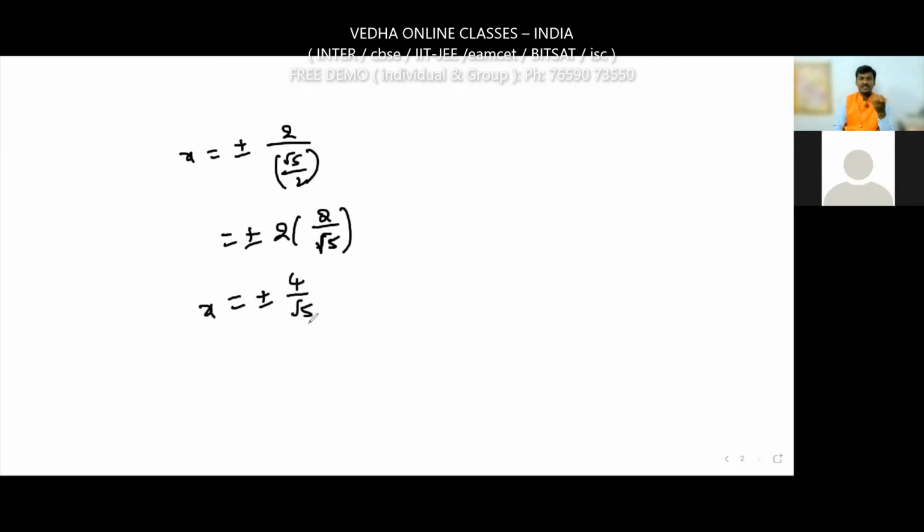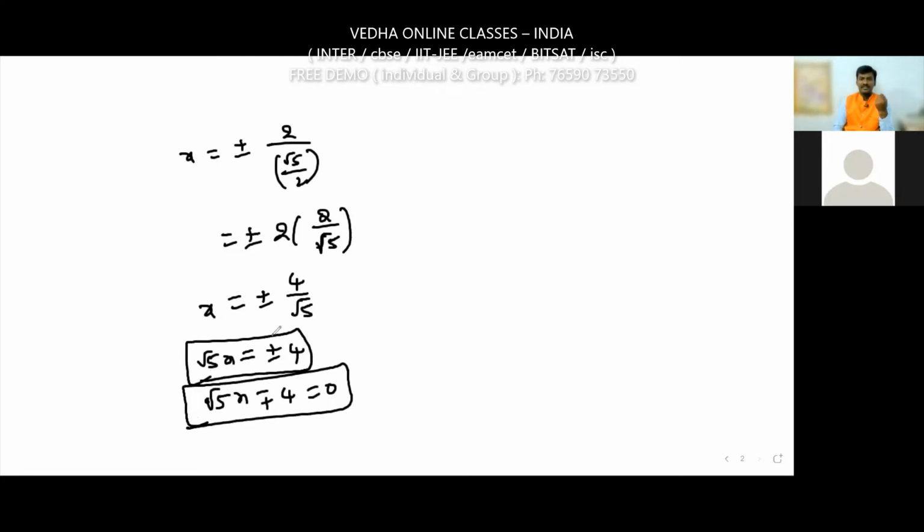x is equal to plus or minus 4 divided by root 5. Take this root 5 to the left side. So then we get root 5x is equal to plus or minus 4, or root 5x minus or plus 4 is equal to 0. Either you can write like this, or like this. Any one is the answer. You can write any of the given forms.